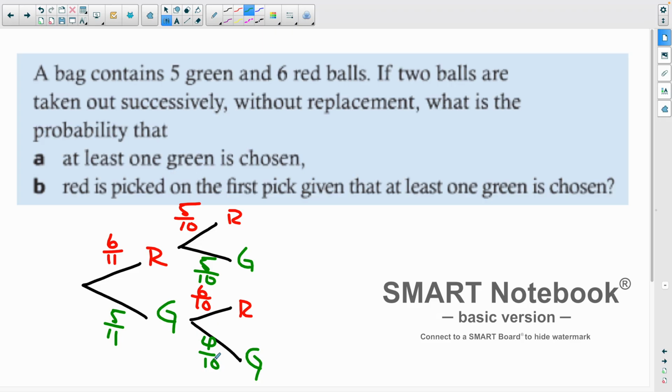Questions about this before we begin? With dependent, what do you recognize about all the probabilities? They're changing. They're different. Okay? Alright. Now, on this one, I'm going to give you just a little bit of time. I want you to see if you can find this. What is the probability that at least one green is chosen? So find the probability. Use your calculator if you need to.